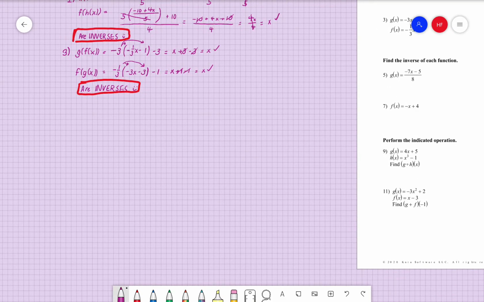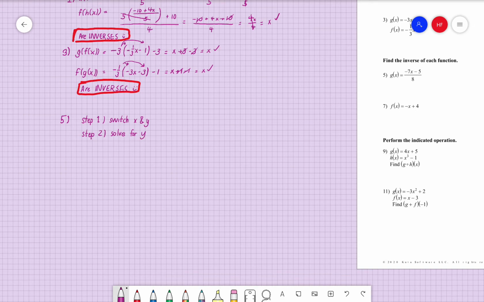Find the inverse of each function. So to find the inverse, we have 2 steps. Step 1 is switch x and y. Step 2, solve for y.